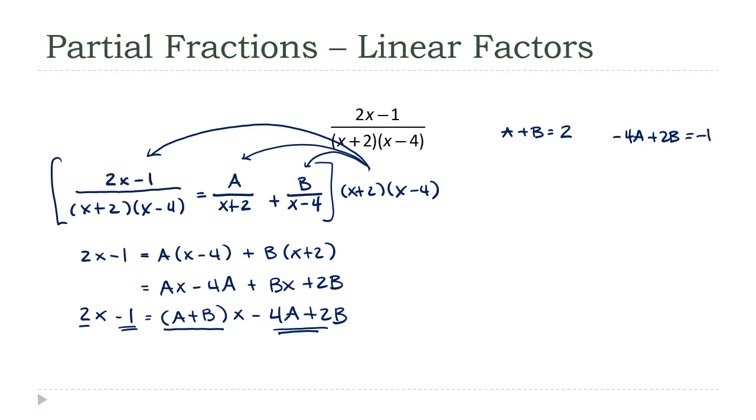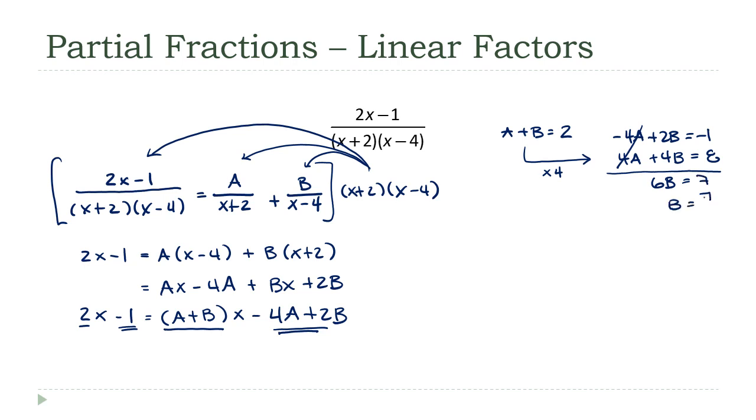Excellent. Now look at where I am. I have a system of two equations in two variables, and we know how to solve those. So I'm going to take this first equation and multiply it by 4. If I do that, this becomes 4A plus 4B equals 8. I'll add these together. This is 6B equals 7.